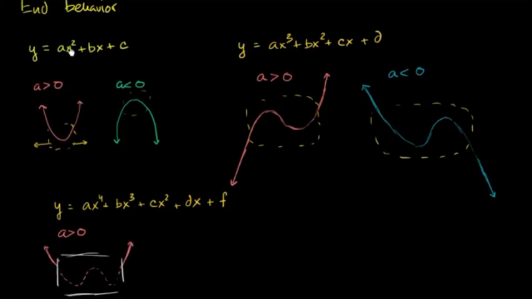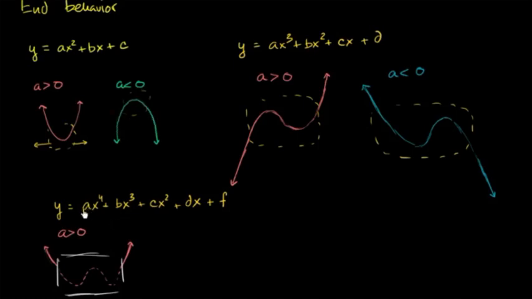And the reason why, when you square something or you raise anything to the fourth power, any even power, as long as a is greater than 0, for very large positive values, you're going to get positive values. And for very large negative values, you're going to get very large positive values. You take a negative number, raise it to the fourth power or the second power, you're still going to get a positive value.